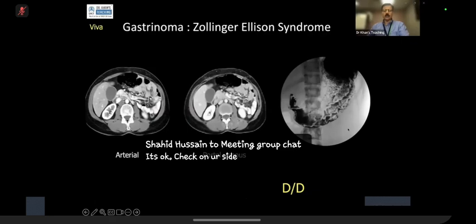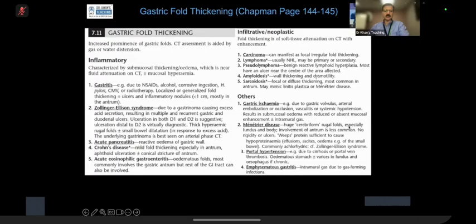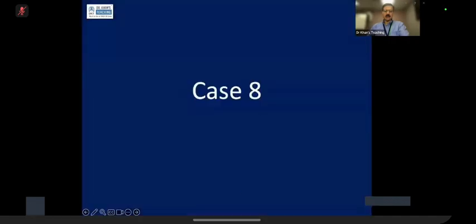With that, rugal folds: if the rugal folds are thickened, look for, that is what we call Zollinger-Ellison syndrome. And with that, I think I've shown you quite a few cases in previous sessions, gastric fold thickening, and Zollinger-Ellison syndrome due to a gastrinoma causing excess acid. So must remember this. Now, going back to the case.